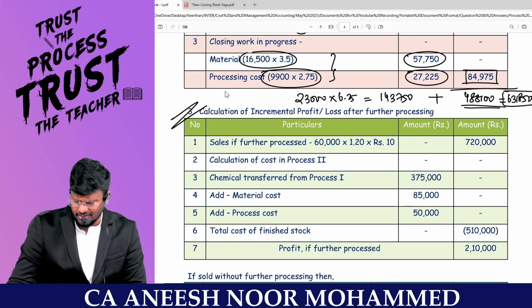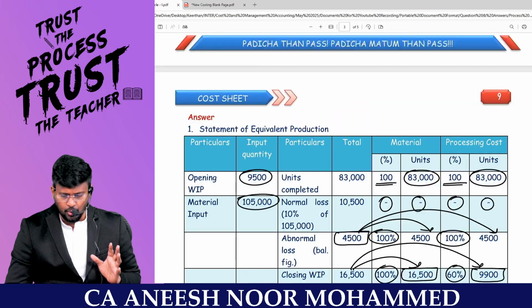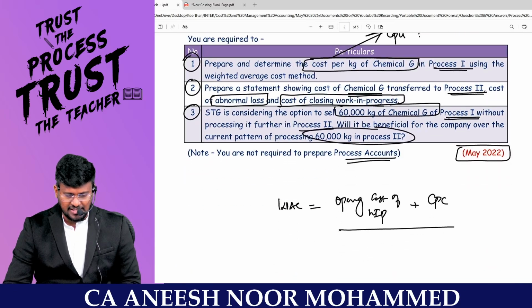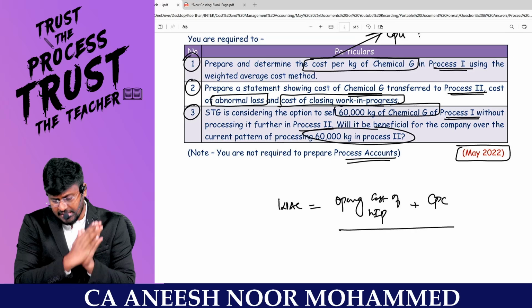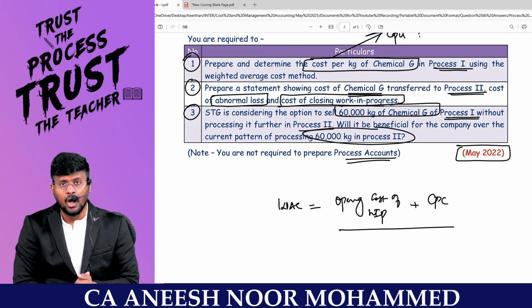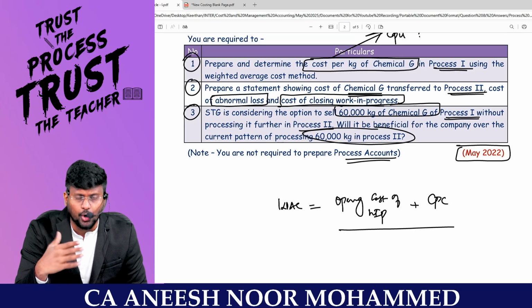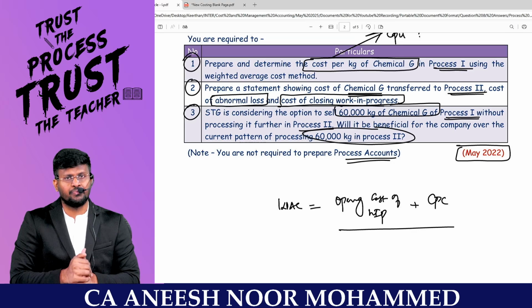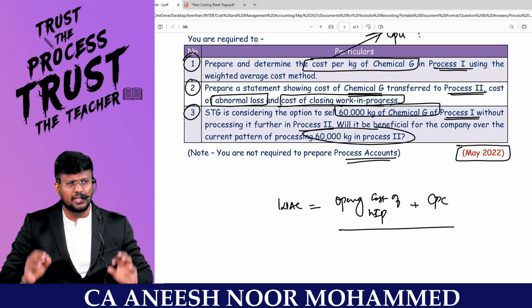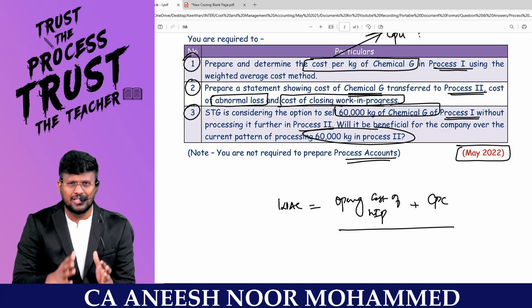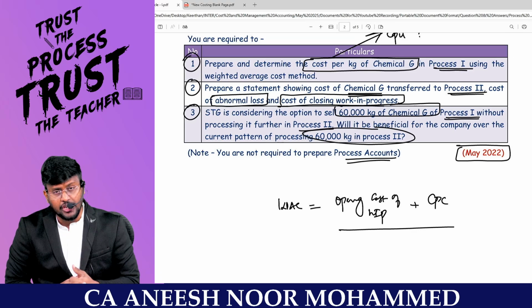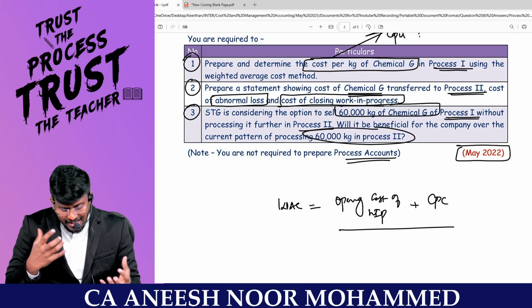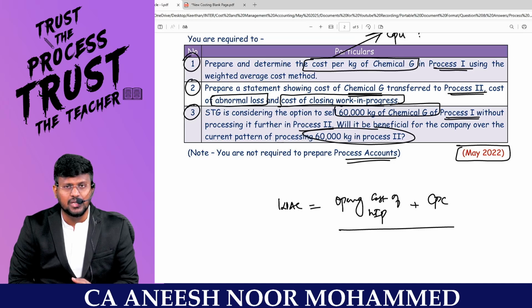Coming to part number 3, which is a decision making question. What they are asking is, STG, the company, is considering the option to sell 60,000 kg of chemical G of process number 1 without processing it further in process number 2. So they don't want further processing. They want to sell at the split off point itself, like after completion of process number 1. Will it be beneficial for the company over the current pattern of processing 60,000 kg in process number 2?